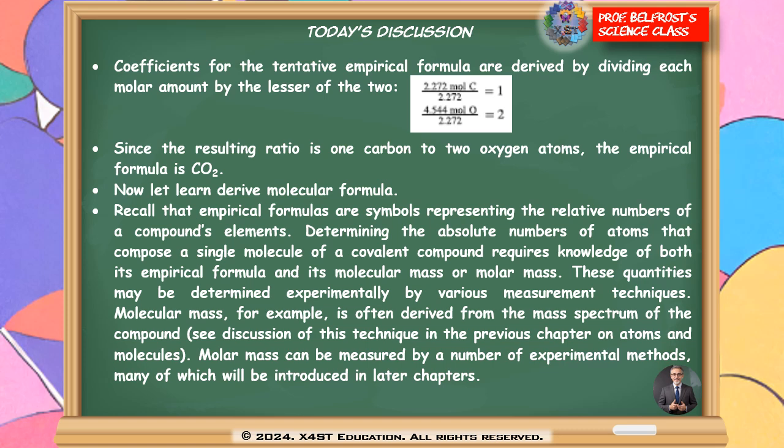Okay, so now let's learn how to derive the molecular formula. Recall that empirical formulas are symbols representing the relative numbers of a compound's elements. So to determine the absolute number of atoms, we require knowledge of both its empirical and molecular or molar mass, and these quantities will be determined experimentally by various measurement techniques. Molecular mass, for example, is often derived from the mass spectrum of the compound. The molar mass can be measured by a number of experimental methods, and many will be introduced in later chapters.